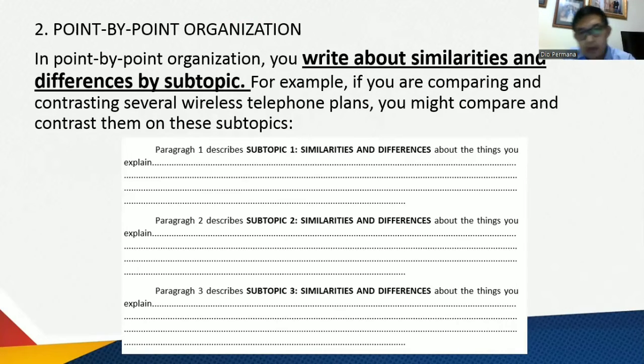In point by point organization, you write about the similarities and differences by subtopic. For example, if you are comparing and contrasting several wireless cell phone plans, you might compare and contrast them on subtopics. For example, maybe you will focus on the installation. Maybe the first subtopic is installation. Then what are the differences and similarities of the installation?